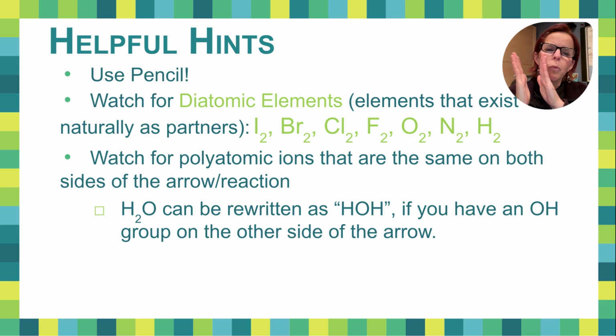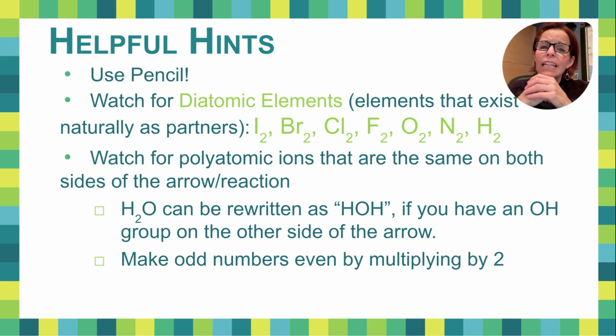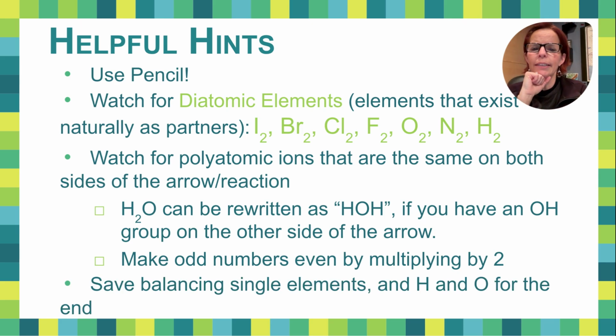Another tip is that water, H2O, can also be written as HOH. Do you see that? Do you see that there's 1 O and 2 H's if I write it HOH? If you have the polyatomic ion hydroxide, OH, you might be able to balance it with H2O by looking at how many OHs you have on the left and how many OHs you have on the right. If you have an odd number of atoms and you need an even number of atoms, multiply it by 2. That will often help you out if you have an odd number of atoms.